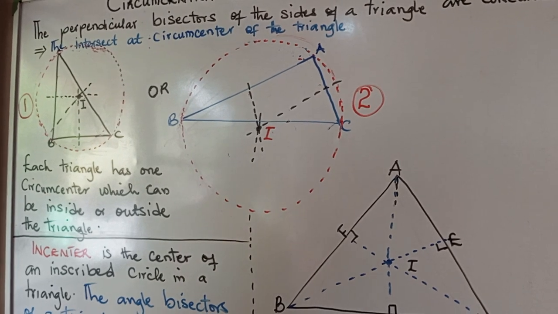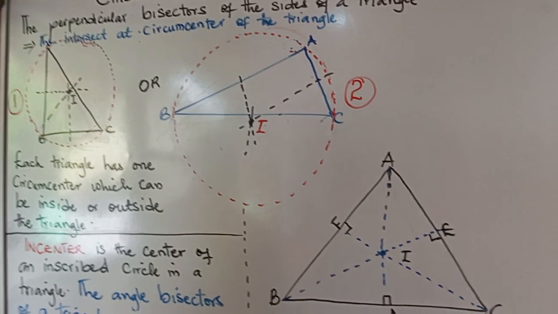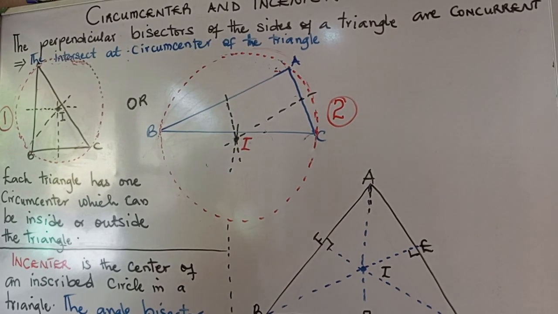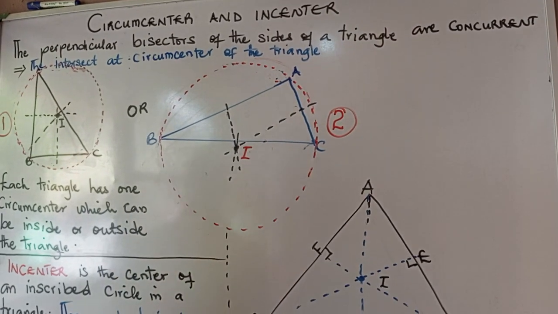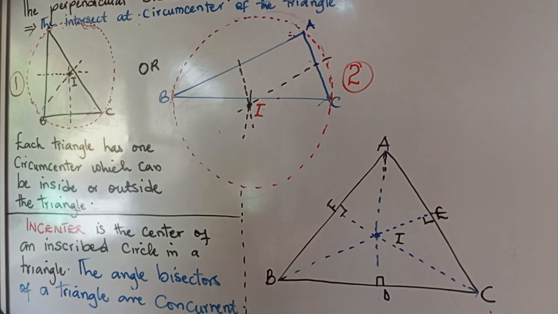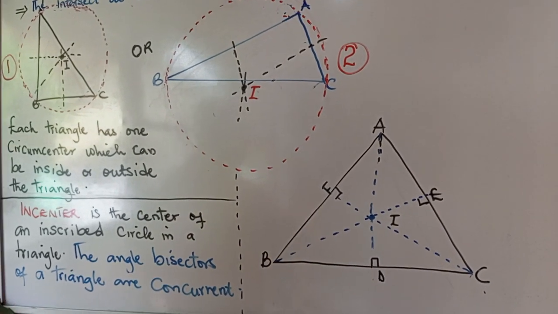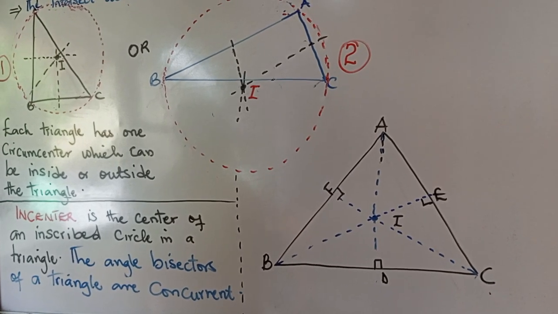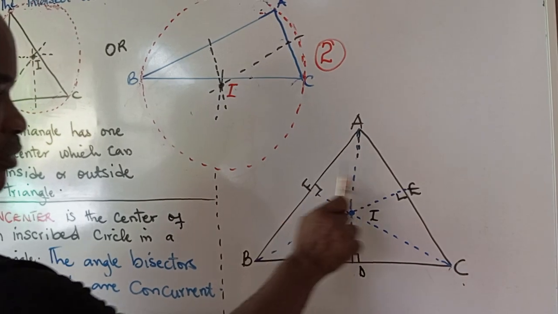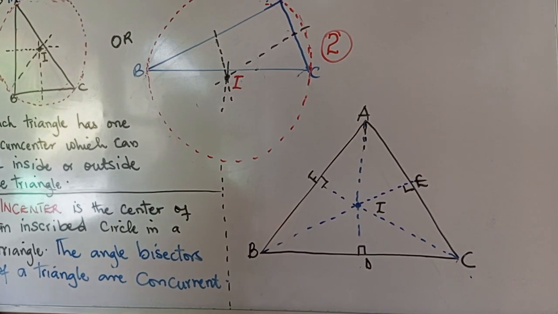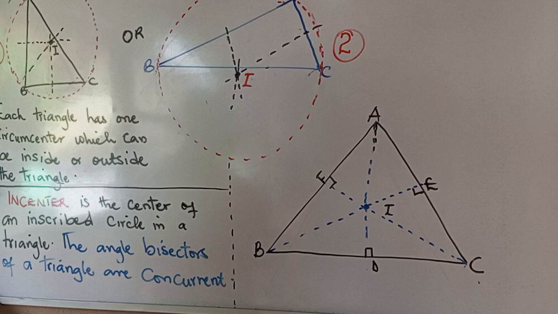Now, let's look at another aspect of our lesson today, and that is the incenter of a triangle. The incenter is the center of an inscribed circle in the triangle. That simply means when we draw a circle inside the triangle, we have what we call the incircle. That is a circle that is inside this triangle. And the center of that circle is the incenter of that triangle.